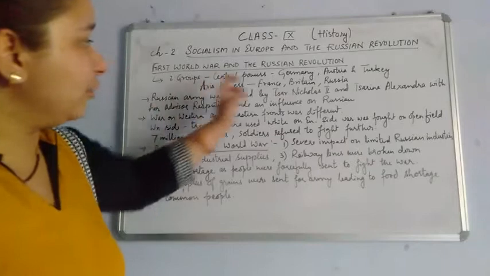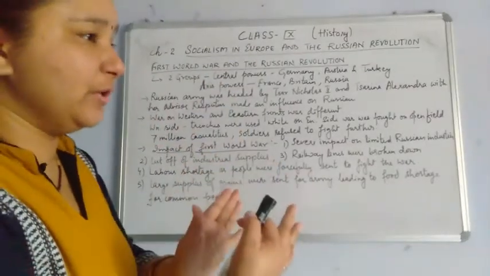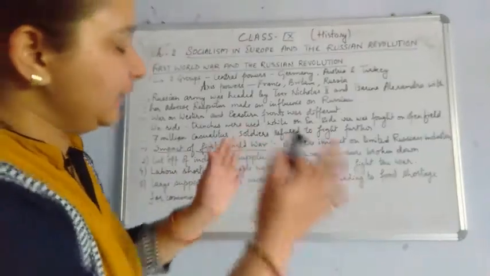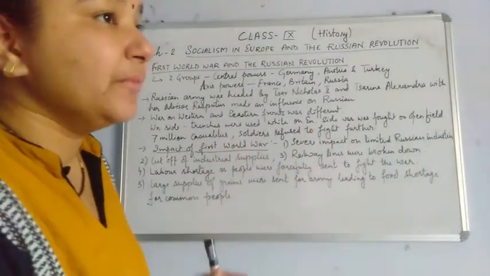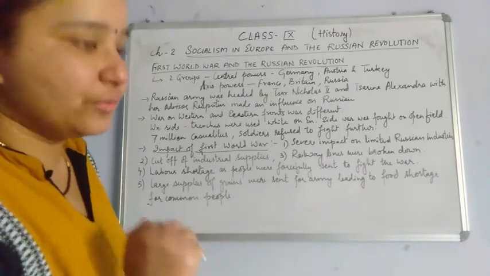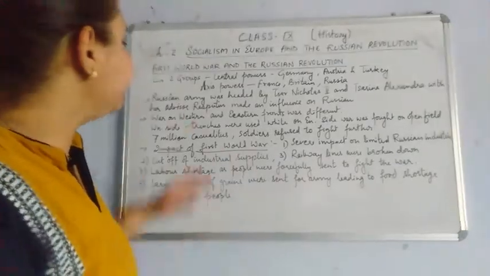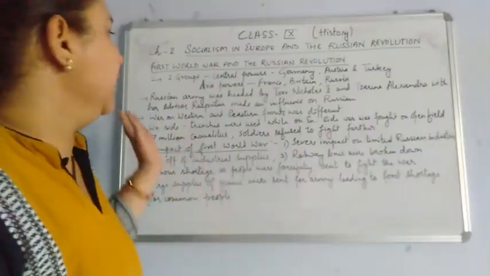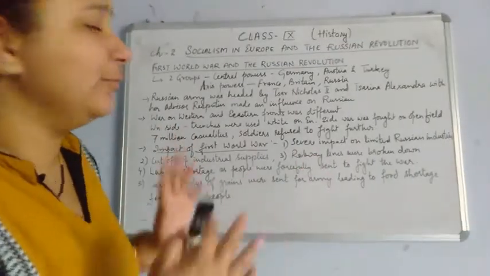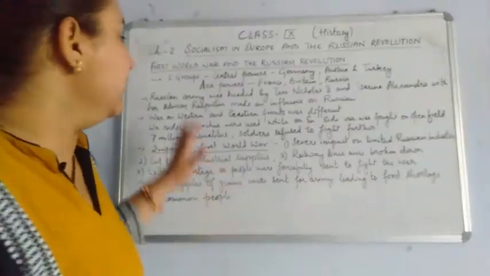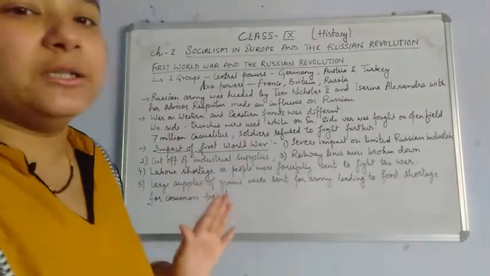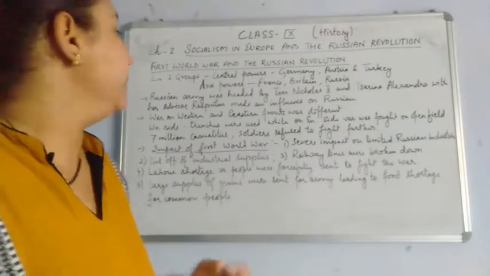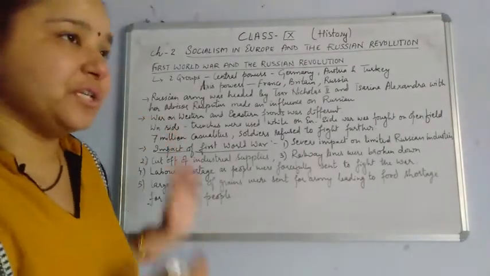Now, when talking about the war, the ruler was not there in Russia. He left for the battlefield, and the Russian nation was left without a ruler. Russia was fighting the war on two fronts, the western and the eastern front. On both these fronts, the techniques of fighting the war were different. On the western side, trenches were used.